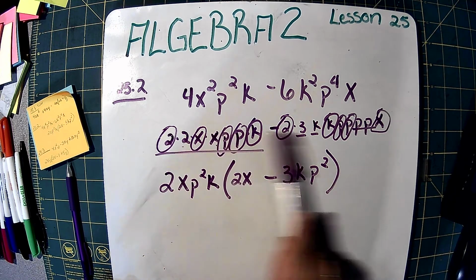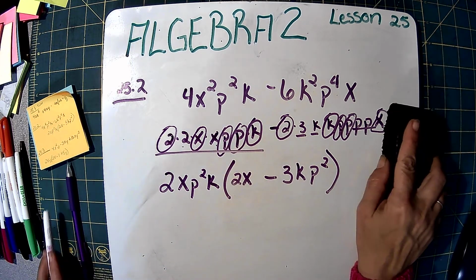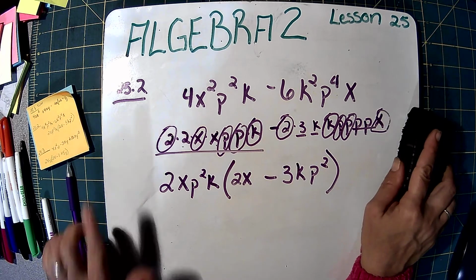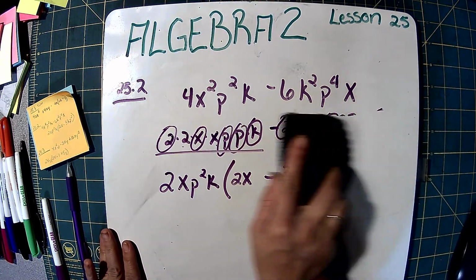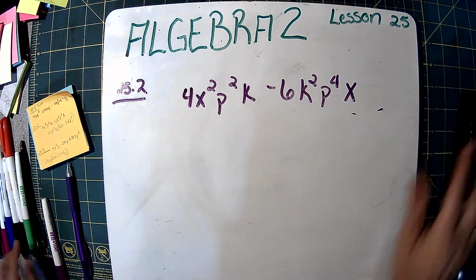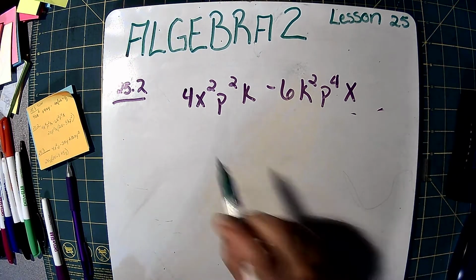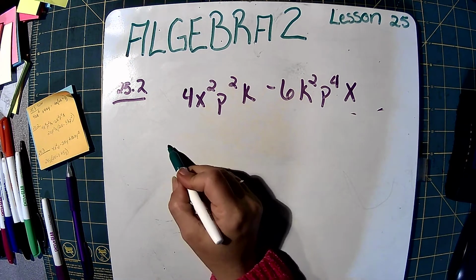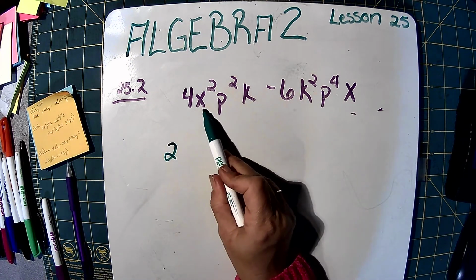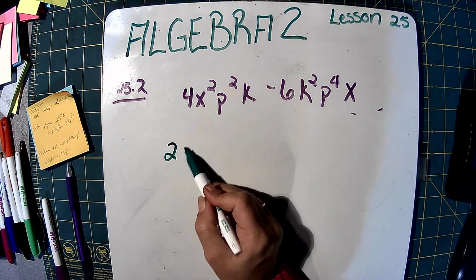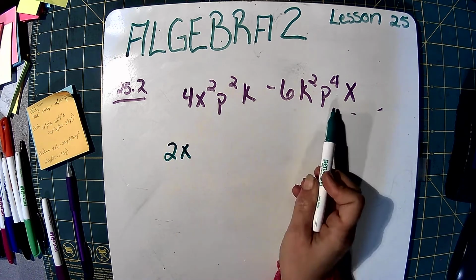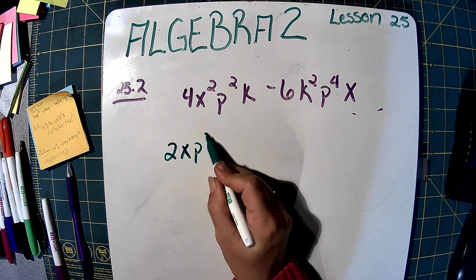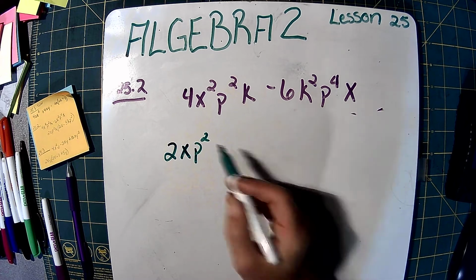You don't have to write them all out like this every time. You can just do it by looking at it. But if you're getting confused, writing them out like that can be really helpful. All right, let's try it just by looking at it. So I could say that what goes into 4 and 6, well, 2 goes into both of those. X's, they all have at least one x. The lowest number of p's there is p squared and 1k.